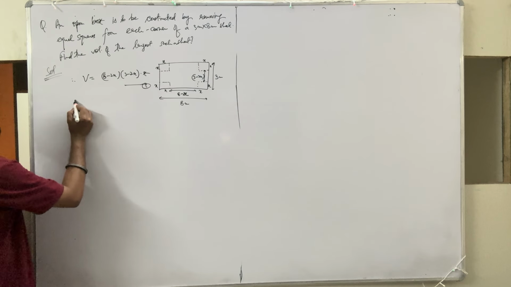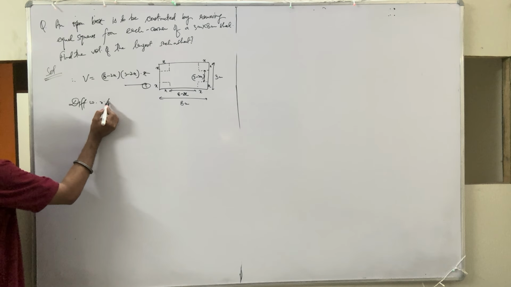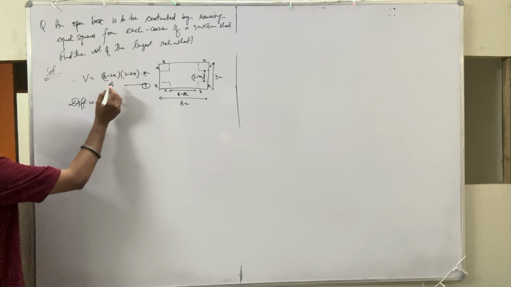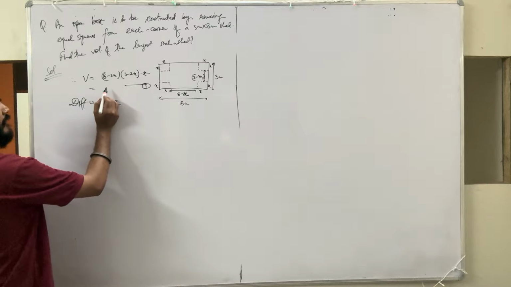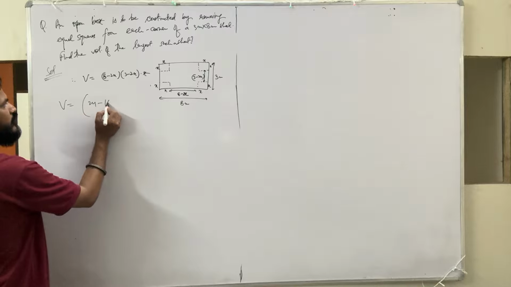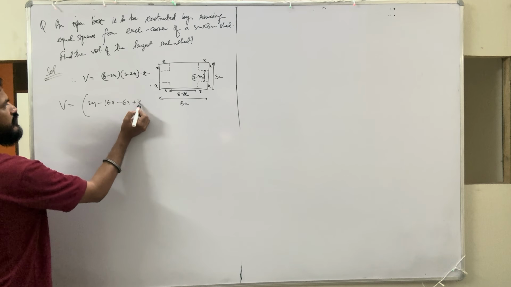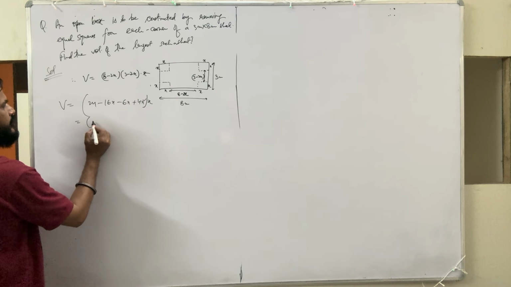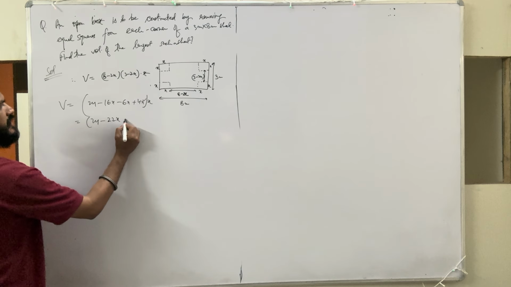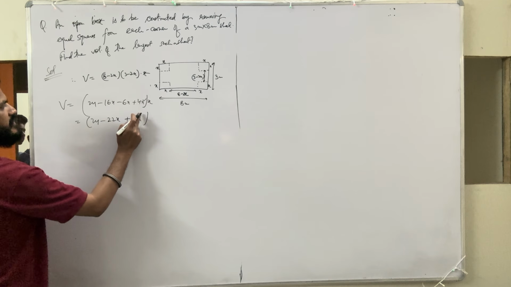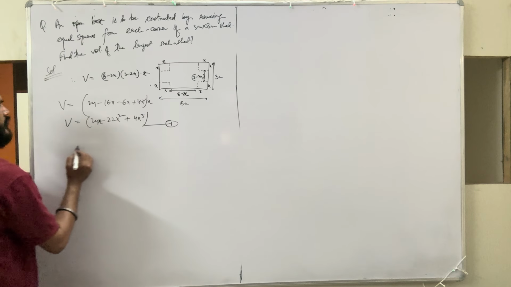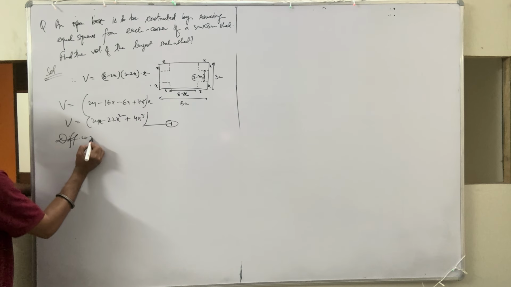Now, before differentiating it with respect to x, we should first multiply it. Let us simplify this expression first. So V becomes 24 minus 16x minus 6x plus 4x square, into x. So it becomes 24x minus 22x square plus 4x cube. This is V. Now we differentiate it with respect to x.